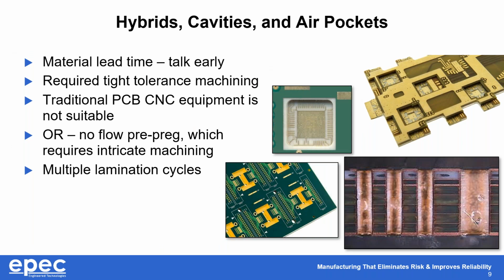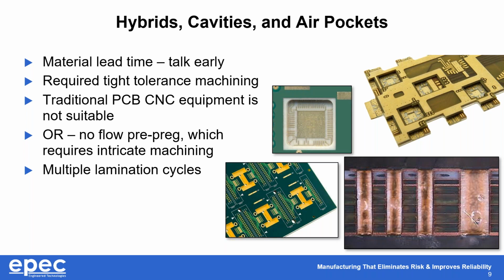One of the other things that takes a lot of time are what we call hybrids, these cavities, and things like air pockets. If you look at the cavities in the top right, one of the things around there from a lead time perspective is that a lot of times there's really tight tolerance machining that's required, especially because we have to use what's called a no-flow pre-preg, and we have to create a pattern that fits perfectly underneath the outer layers to go through lamination. Well, that is a wildly time-consuming process.